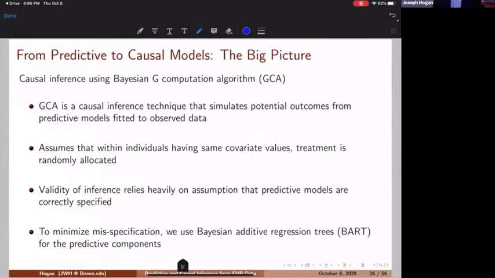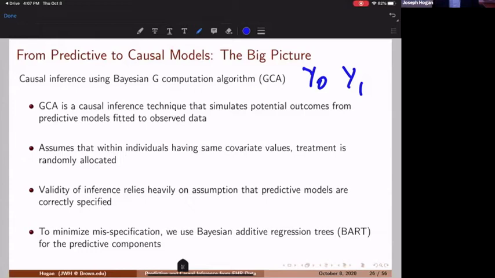So we're going to use what's called G computation, which is essentially an extrapolation method. It's like an imputation method. If you think about causal inference, just to give you a quick idea, everybody's assumed to have two potential outcomes. I think this is something that's familiar to a lot of us. You only get to see one of them. And what the G computation does is it predicts the other one. That's the G computation algorithm in a nutshell. So we use the predictive models to generate predictions of the missing potential outcome.